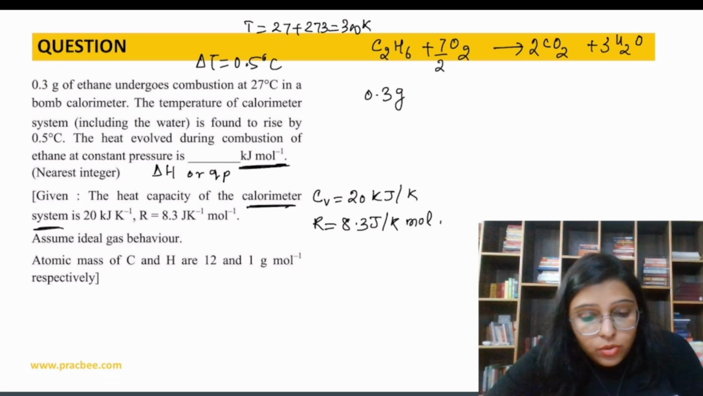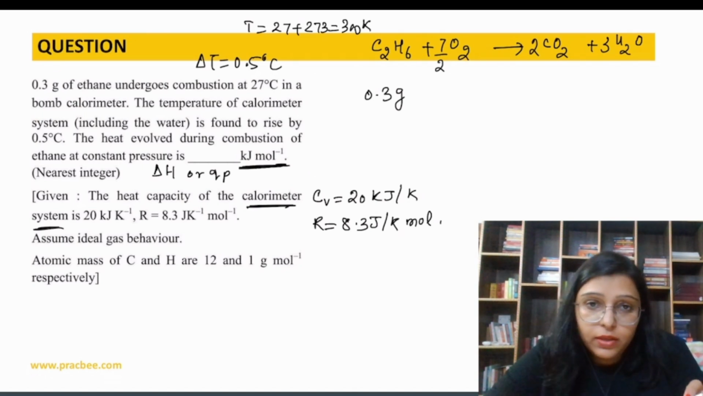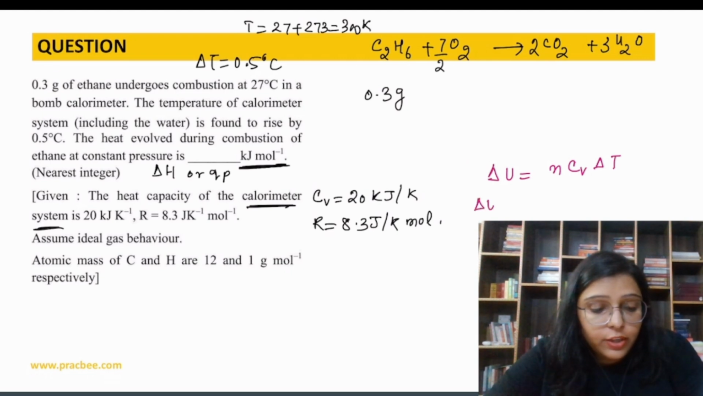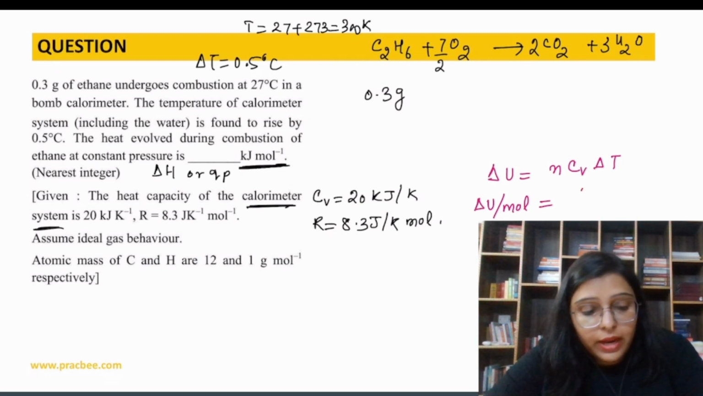Perfect. So how to solve this? First we have to find the number of moles of ethane. First we have to find delta U, and delta U is what? nCv delta T. But we have to find delta U per mole, so for n moles it is Cv delta T, and per mole we are going to say Cv delta T upon n.